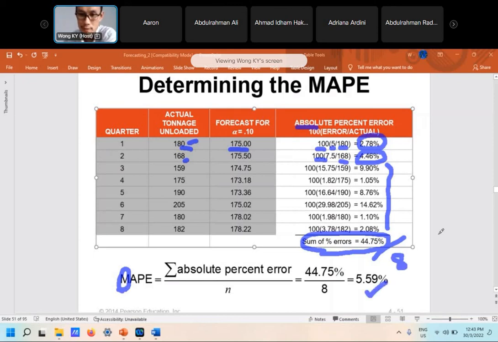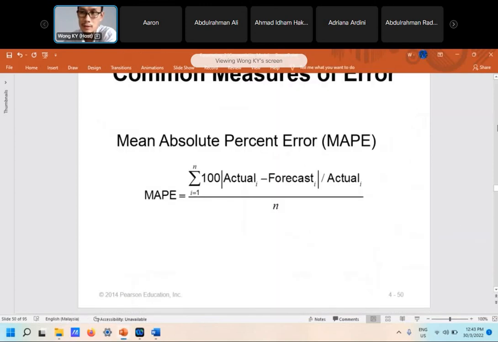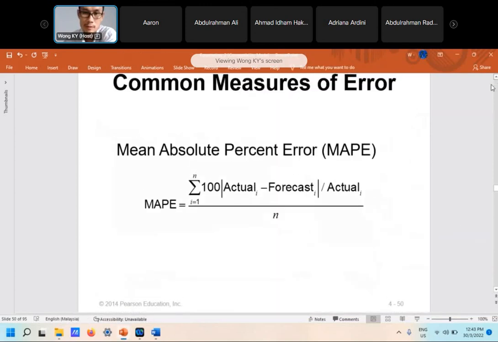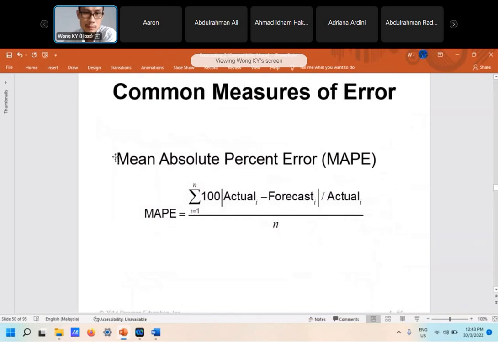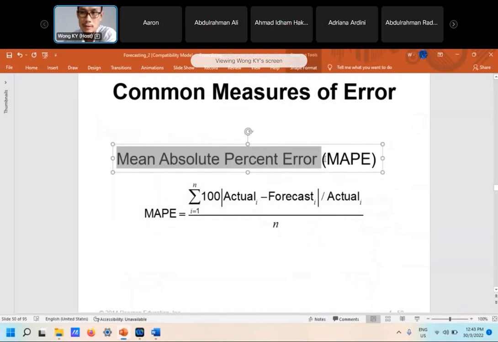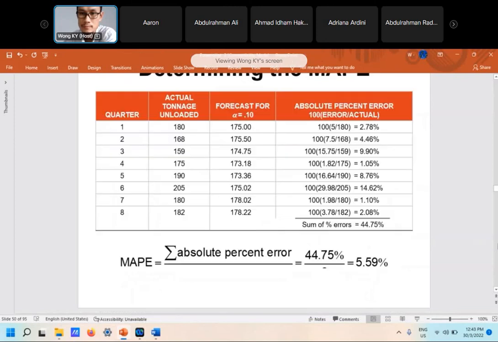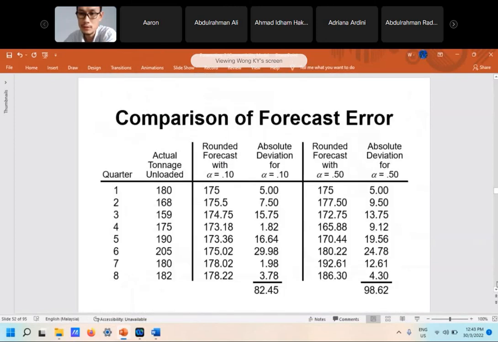So very simple. If you really understand the concept, my advice to you is don't have to memorize the formula. Just look at the name. You should know what to do. Okay, so these are the summary.